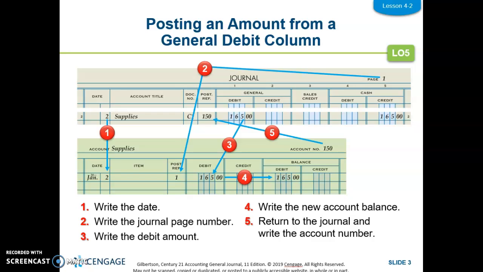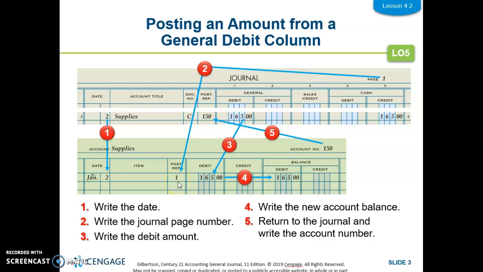Here's an example of posting a January 2nd entry that was for supplies. First of all, when we are posting our individual amounts, we are only looking at the general amount columns. Do not look at your special amount columns for sales or cash. Just totally ignore those. So the steps for this: we will write the date of the transaction, which was on January 2nd. We will then put in the post reference.